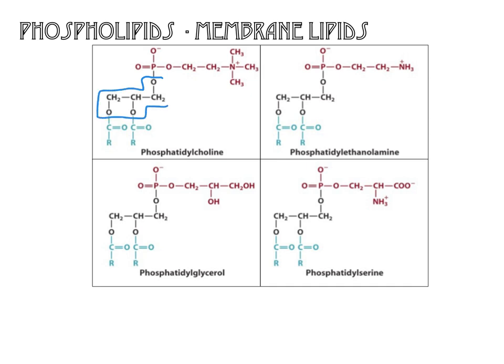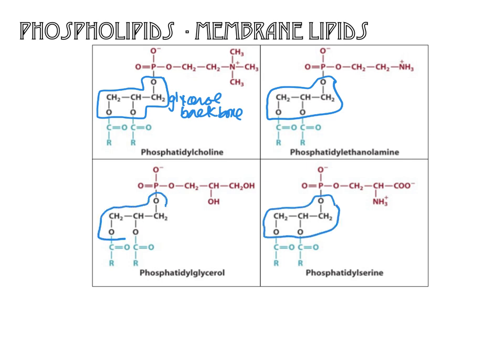That's this part right here. The three carbons, each one has an oxygen coming off of it. So we call this the glycerol backbone. I'll highlight it in each of these. Three carbons, each one has an oxygen coming off of it. Looks like that. They also each have two acyl tails.